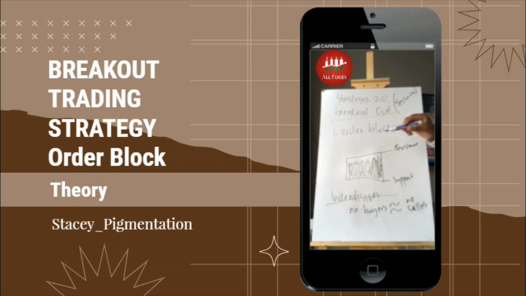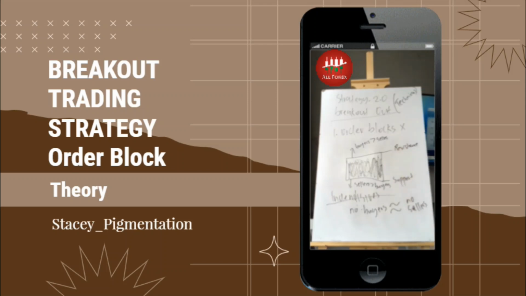So if the number of buyers exceeds the number of sellers, it breaks on the upper side. So this is when buyers are greater than sellers, when it breaks on the upper side. And then if the number of sellers exceeds the number of buyers, it will break on the lower side. So sellers are greater than buyers, it breaks on the lower side.